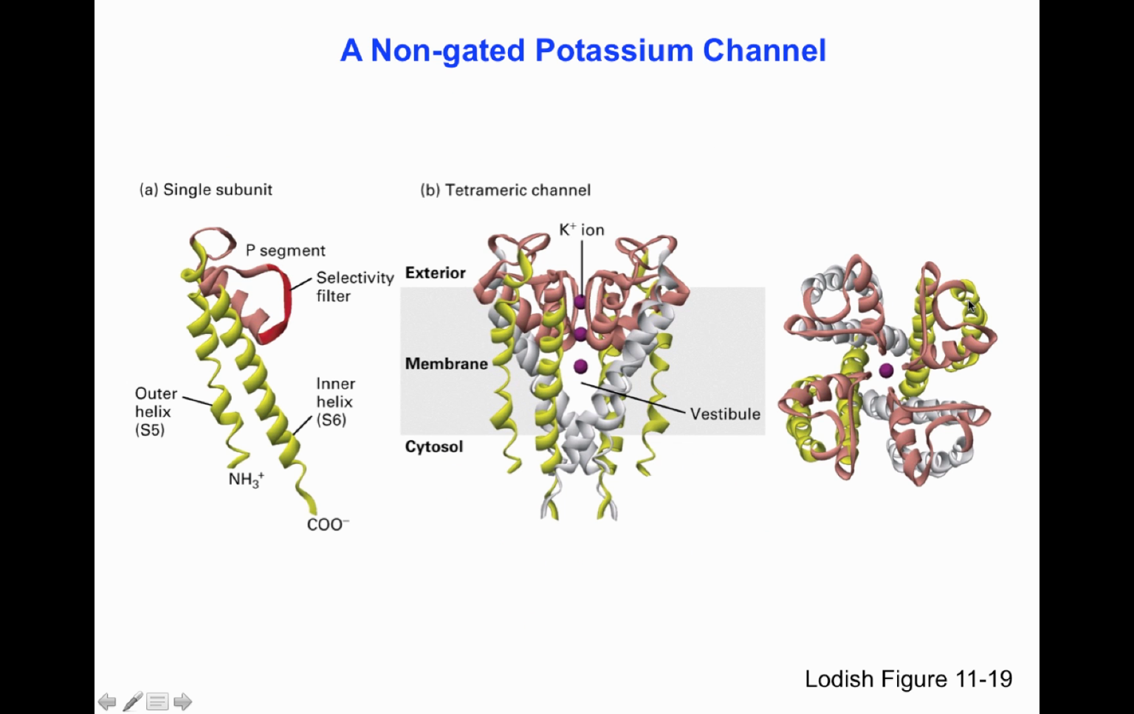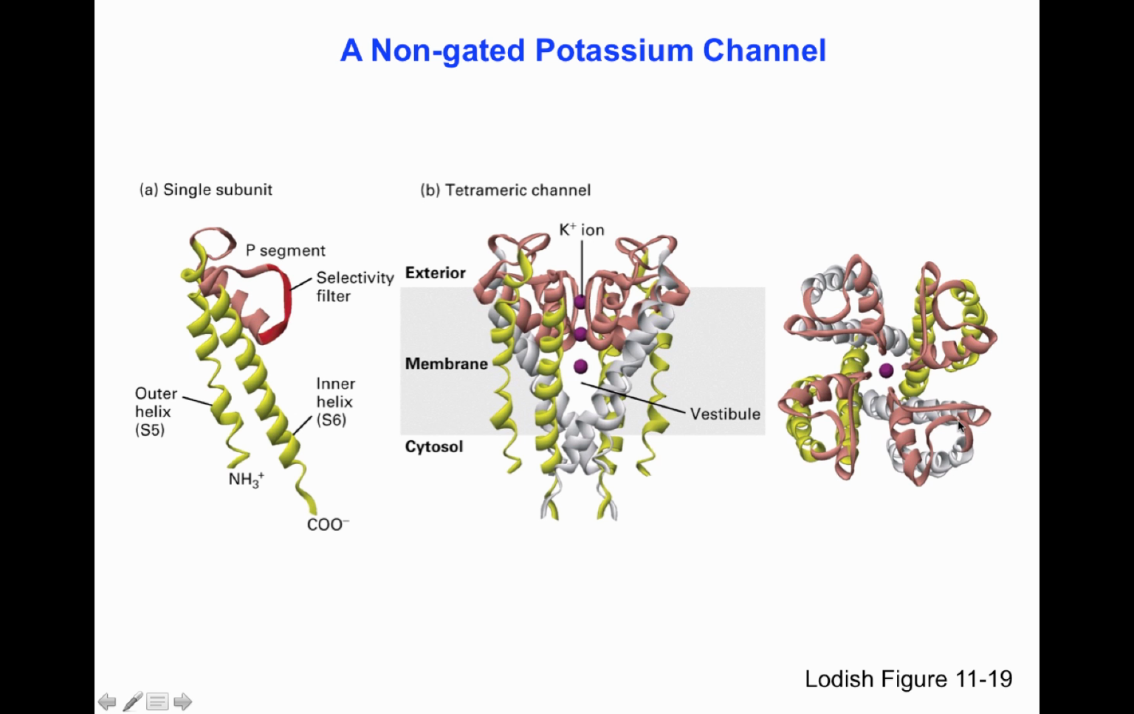So when we look at the non-gated potassium channel, this is a tetramer, a molecule that has 4 subunits. Each single subunit contains 2 alpha helixes, an outer helix and an inner helix, shown here in yellow, and then you have a P segment, which has a small alpha helix but then a loop, and that loop is what is going to form the selectivity filter.